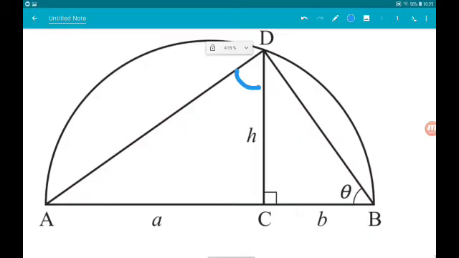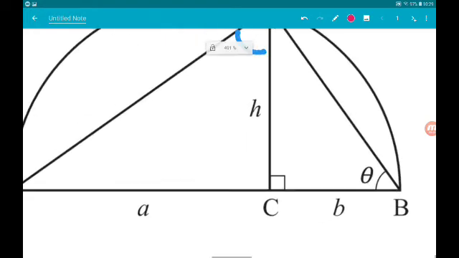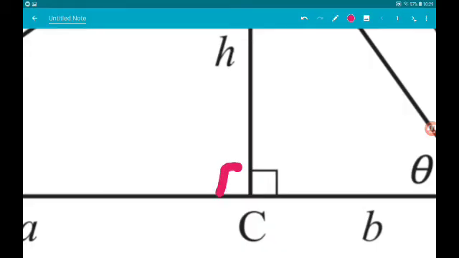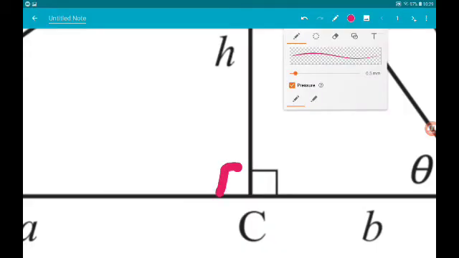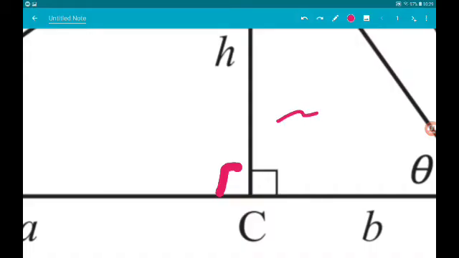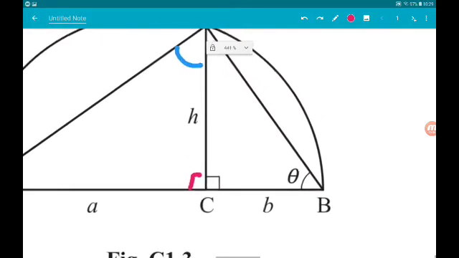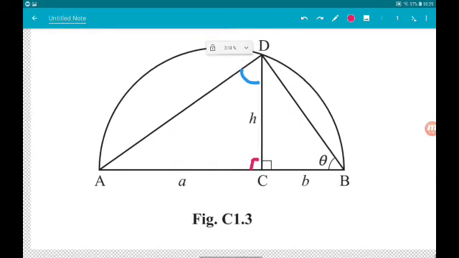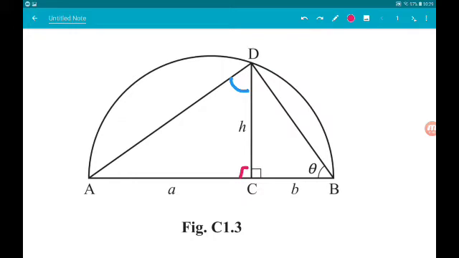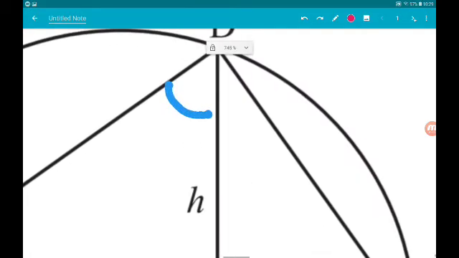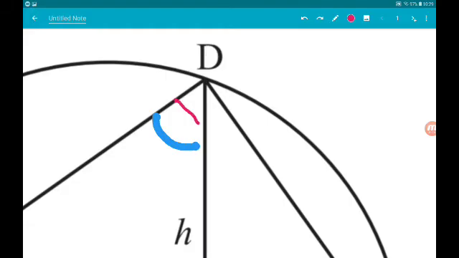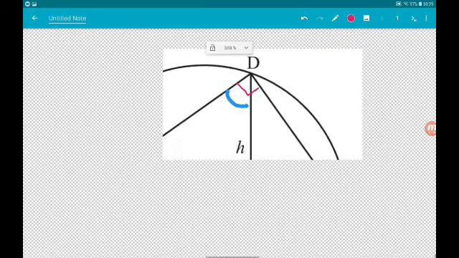So we are in a semicircle, and we know that this angle here is a right angle. We also know that when chords come off the ends of a diameter and meet on the circumference, they do so at 90 degrees. So we know this whole angle up here is 90 degrees.